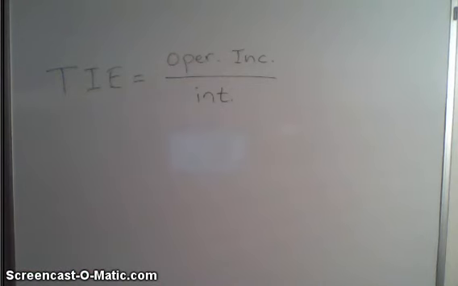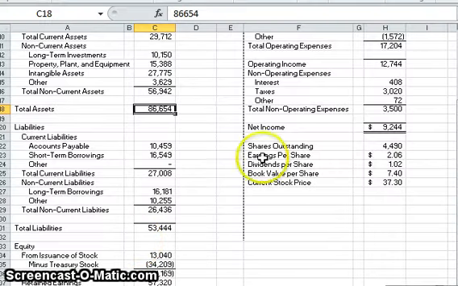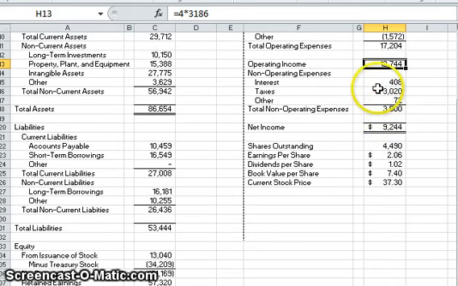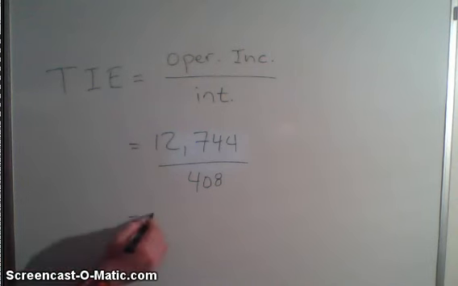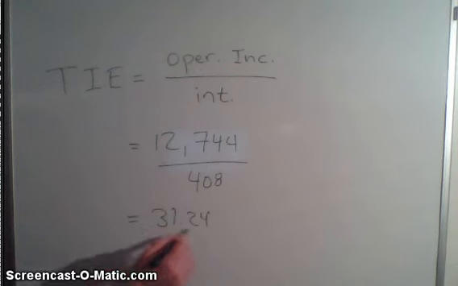So let's go look at Coca-Cola. Their operating income, which is just before interest, is 12,744. Their interest is 408. So when I transfer these numbers over, 12,744, 408, and you divide those two, you get 31.24. And that's a great number to have, obviously. That means your operating income would have to fall 31.24 times less its size before you couldn't meet your interest payments. Coca-Cola obviously is in a very good financial position. They're not going to go bankrupt anytime soon. Lots of other companies will have a much smaller number here.